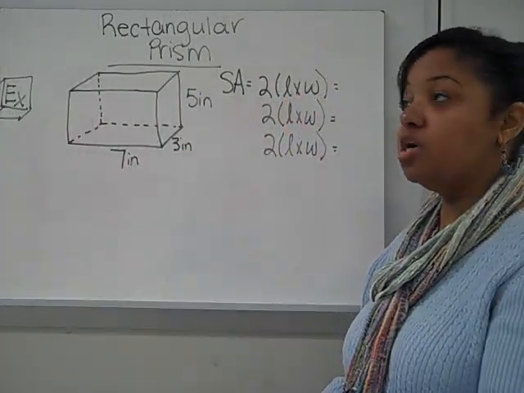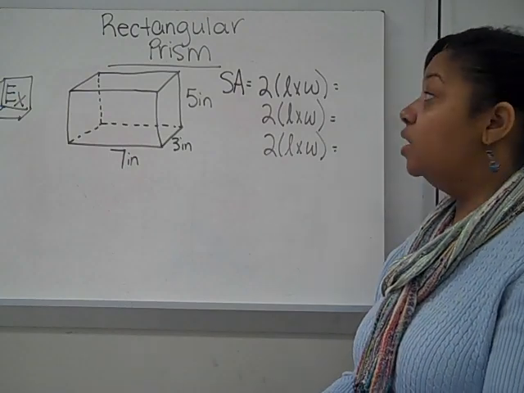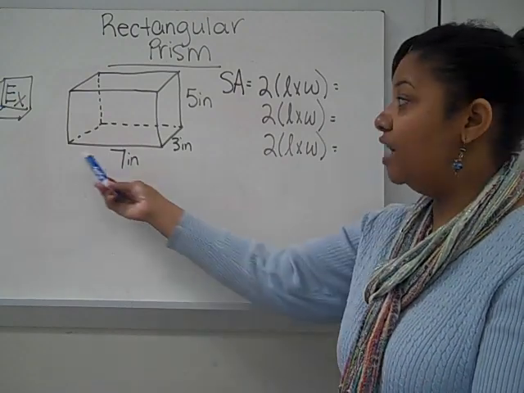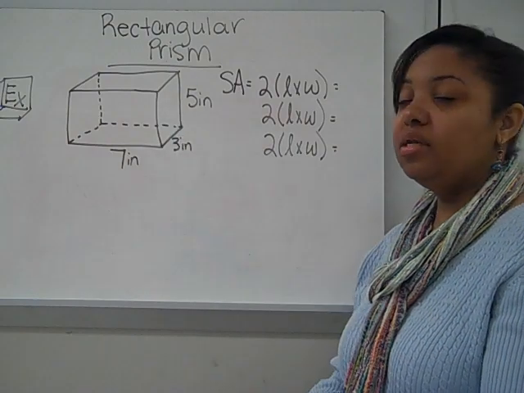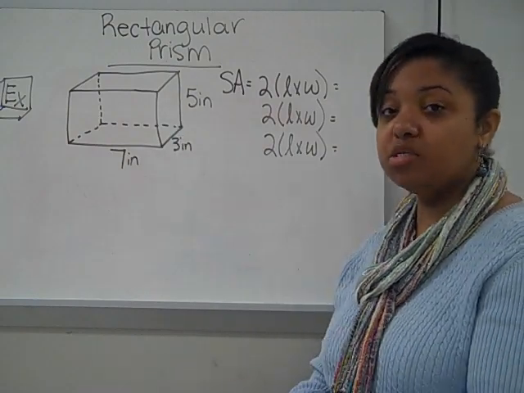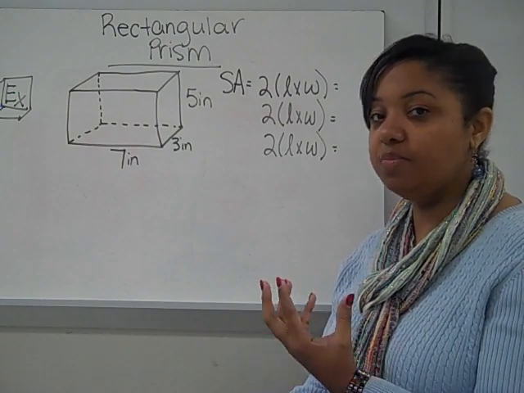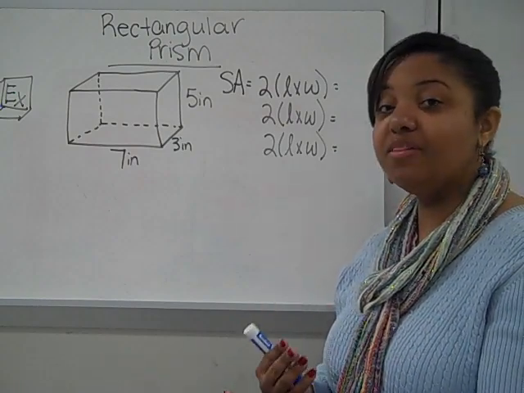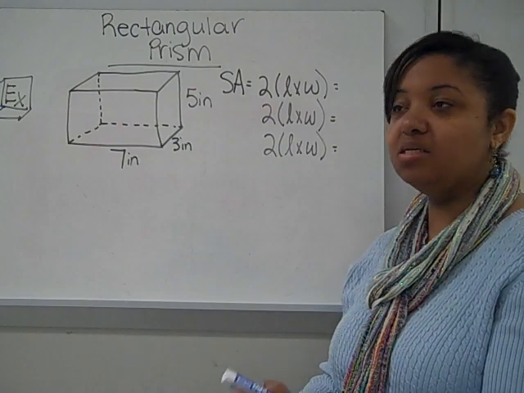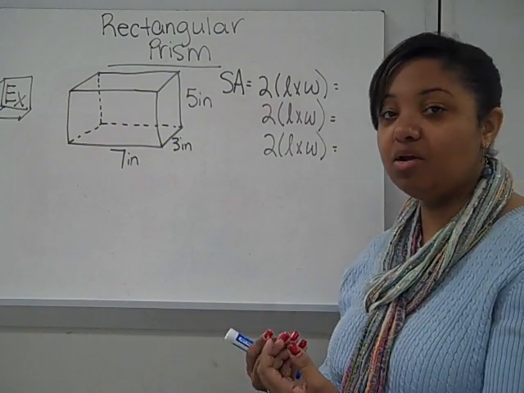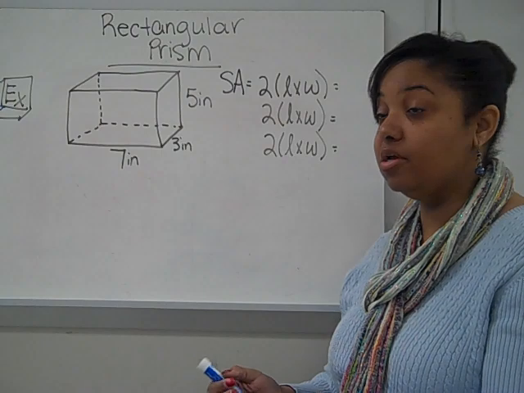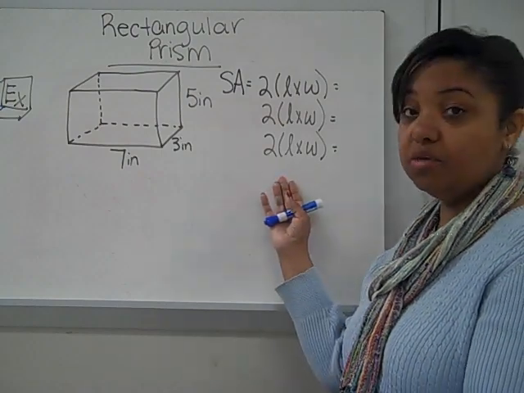The first one we're going to talk about is the rectangular prism. Just like in volume, we have the length, the width, and the height. Now, on a rectangular prism, you do know that there are 6 sides on a box. There are 6 faces on a box. So that means you have to find the area of every face on the box, then add all the faces together to find the surface area.